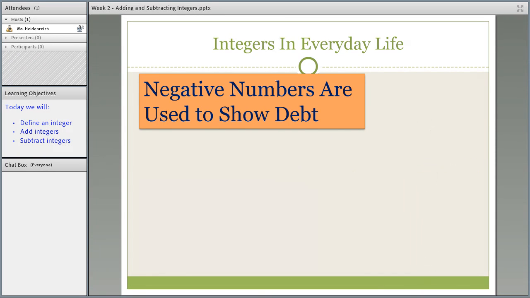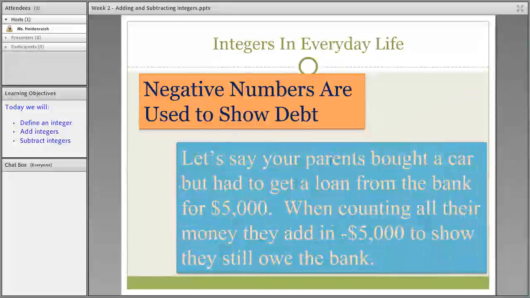And of course, this is the one I always think of, is showing debt, and let's say that you buy a car or your parents buy a car and they had to get a loan from the bank for $5,000. Well, since they owe the $5,000 to the bank, that would be shown with a negative number. Or in some cases, if you were looking on the computer, they might even use a red number to indicate the debt. And so, again, we see these negative numbers all the time in real life.